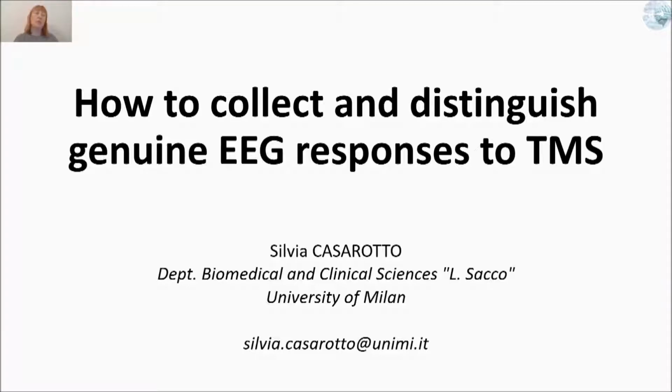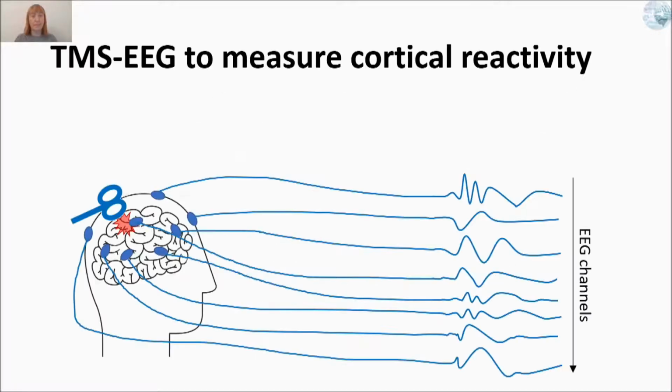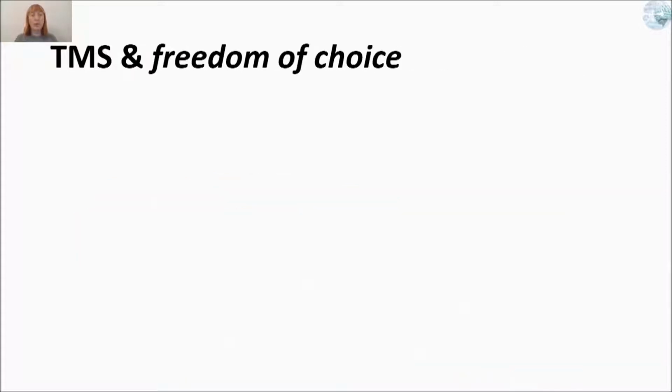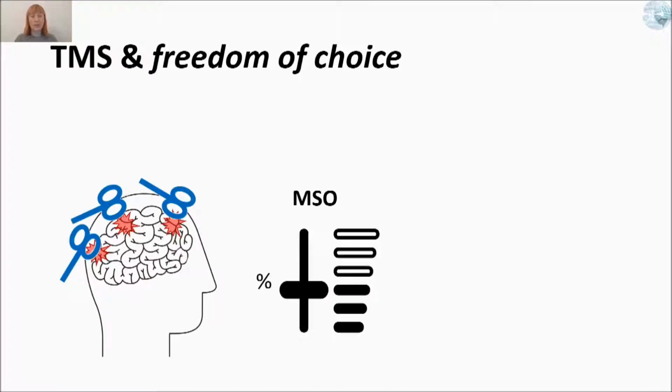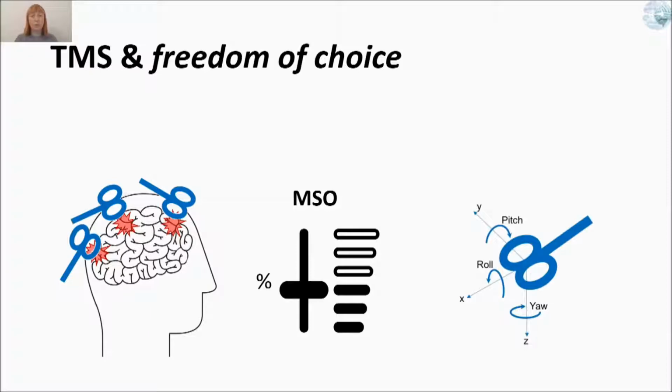Today I'm going to talk about how to collect and distinguish genuine EEG responses to TMS. TMS EEG is very useful to measure cortical excitability and effective connectivity. However, we have full freedom of choice when selecting TMS parameters. We have to decide where to stimulate, at which intensity, and with which 3D rotation of the coil.